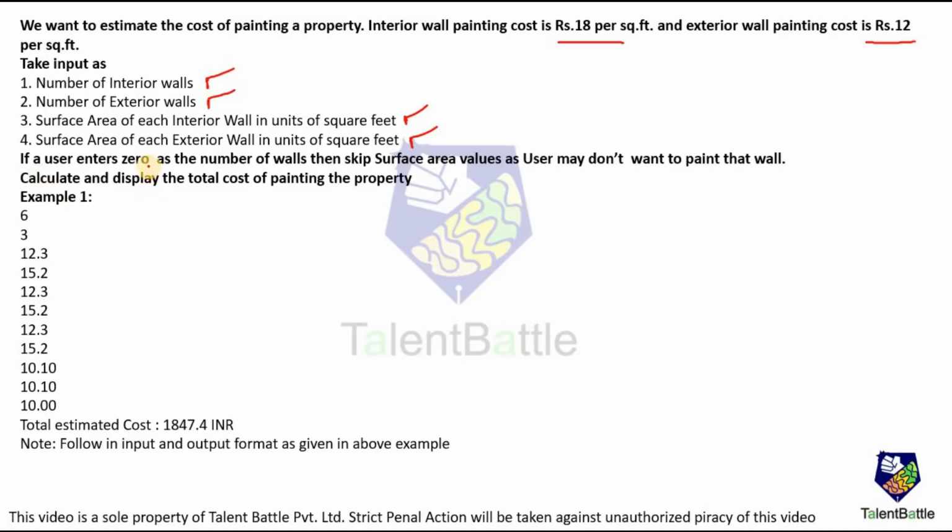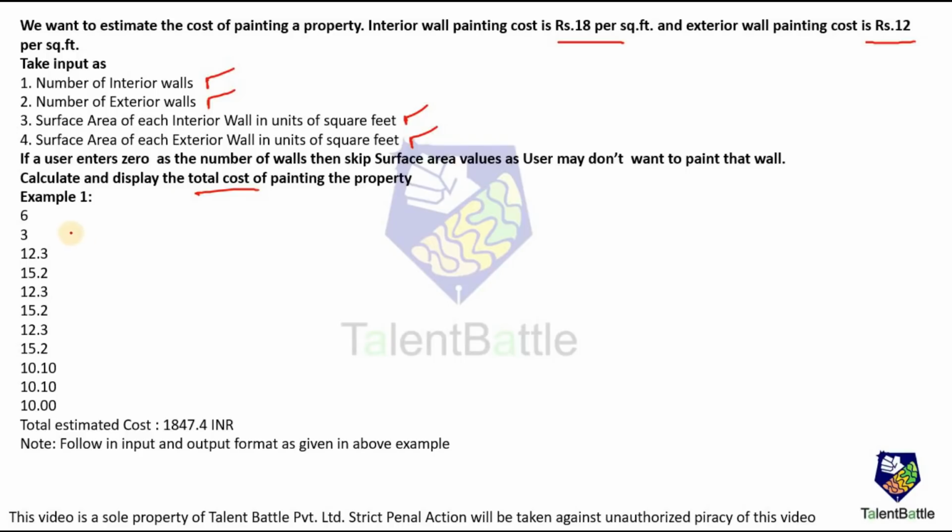If a user enters 0 as the number of walls, then skip the surface area values, as the user may not want to paint that wall. So if input is 0 or less than 0, we have to consider that as invalid, and for 0 the cost will be 0. Calculate and display the total cost of painting the property. So we have to actually calculate the total cost.